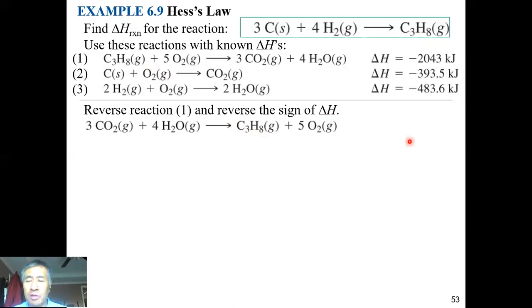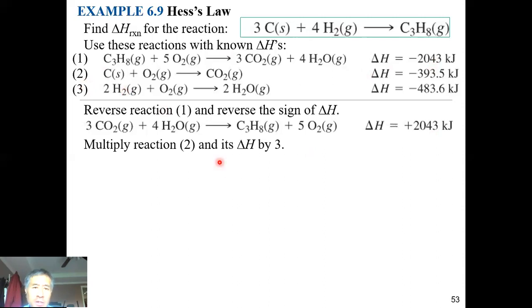So then you will reverse the sign for delta H. The sign for the initial equation one is negative 2043, and now it becomes positive 2043. Okay, so what do we do for equation two? We are going to multiply equation two by three.